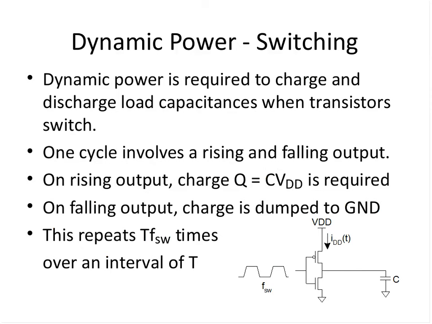What is the switching power? Dynamic power is required to charge and discharge load capacitances when the transistors switch. For example, looking at the inverter, during operation it switches from 1 to 0 or 0 to 1. One cycle involves a rising and a falling output. On rising output, the node C gets charged up to VDD, so charge Q equal to CVDD is required. When the output falls, the same charge is dumped to ground. If we take a time period of t and the switching frequency to be fsw, then this charging and discharging gets repeated fsw times per unit time.